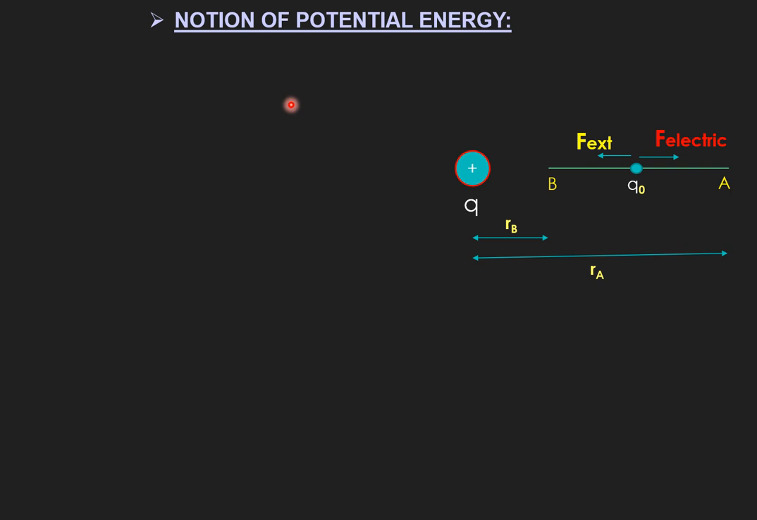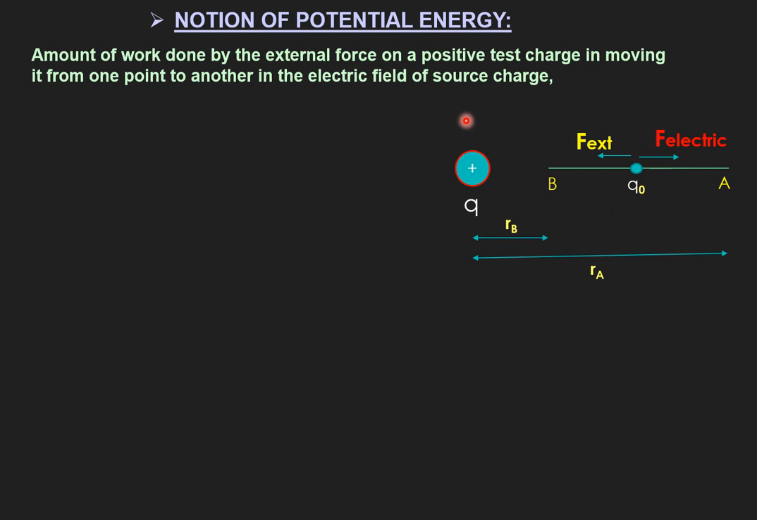In our case, since we are studying the electric system, here I have taken a source charge as positive charge Q. In presence of its electric field and electric force, I have taken another positive test charge, this Q naught, and I want to move this test charge from point A to point B in presence of the electric force and electric field due to this source charge.